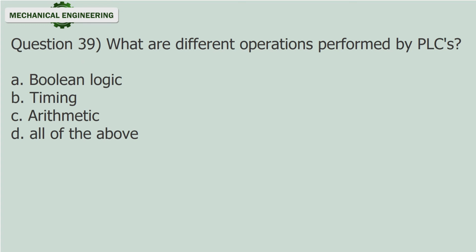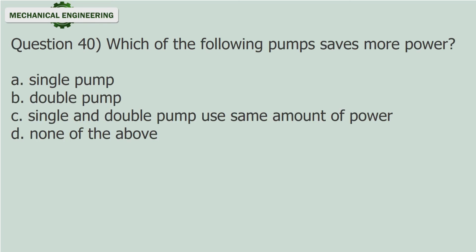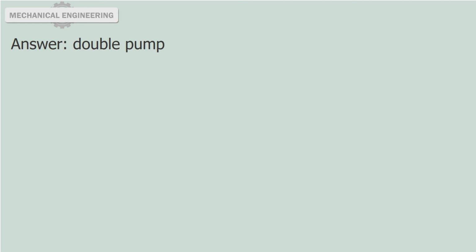Question 39. What are different operations performed by PLCs? A. Boolean logic. B. Timing. C. Arithmetic. D. All of the above. Answer: all of the above. Question 40. Which of the following pumps saves more power? A. Single pump. B. Double pump. C. Single and double pump use same amount of power. D. None of the above. Answer: double pump.